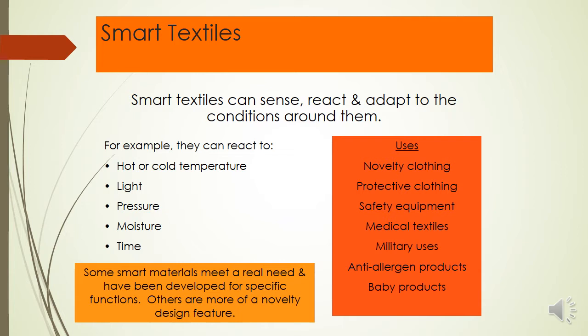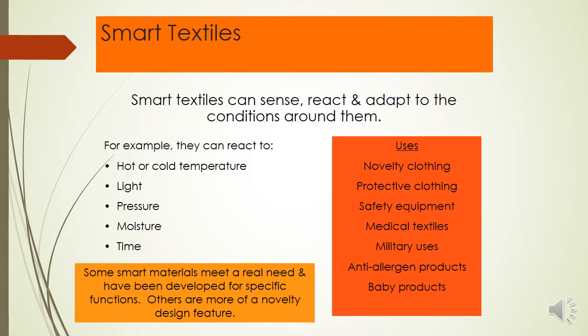Some smart materials are created because they have an actual specific function. It could be a safety function, like a child's outfit that changes colour in the sun when the child's getting too hot. That's obviously got a safety function. Or they could be just for fun, so it could be a t-shirt that you touch and it changes colour.